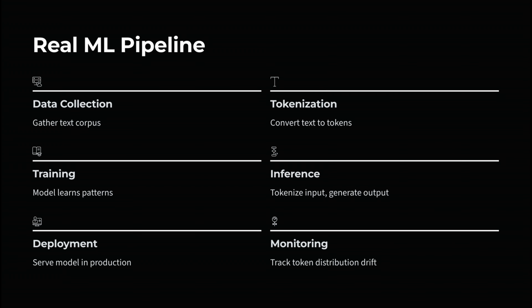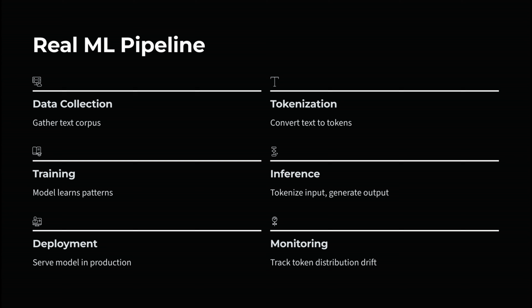Now let's place tokenization inside a real ML workflow, so you see how everything connects. First, we collect a large text corpus. Then, tokenization converts that text into the numeric units the model will learn from. During training, the model discovers patterns based on those tokens. During inference, the user's input is tokenized the same way, so the model can respond consistently.